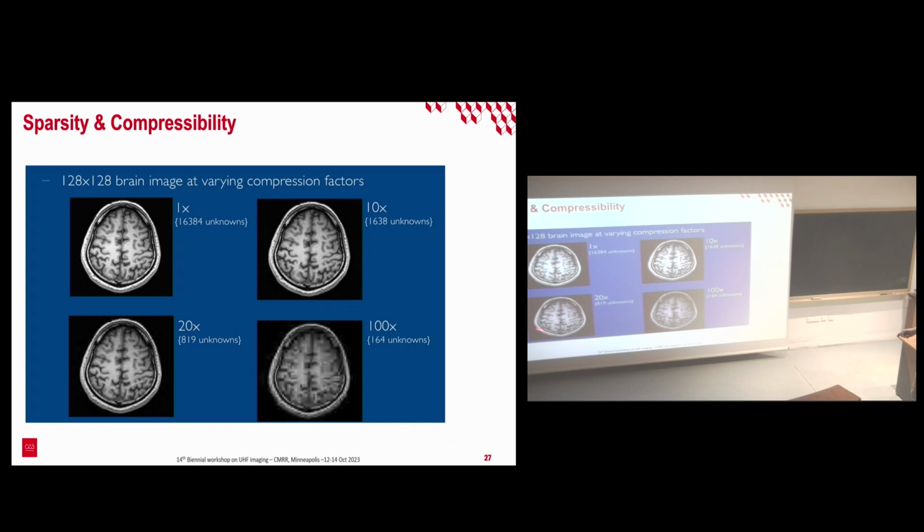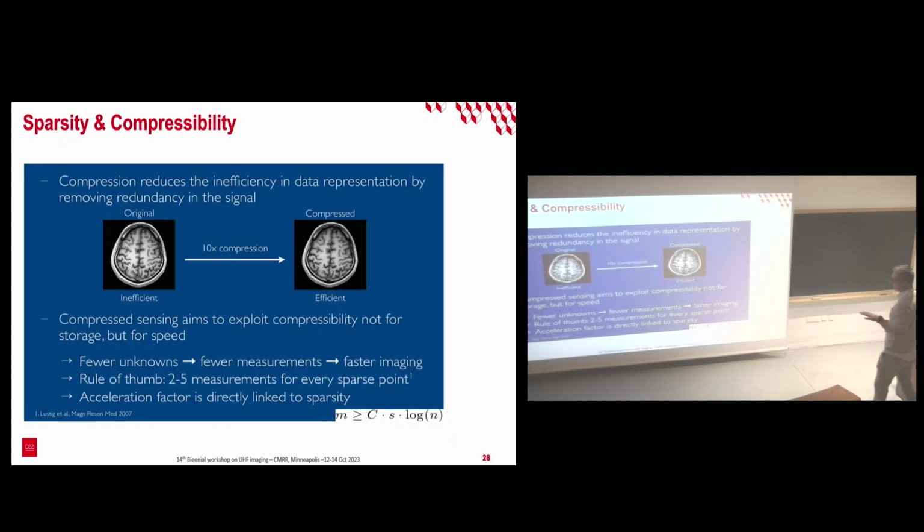You can reproduce this game with a higher acceleration factor, and of course, at some point, you will degrade the image quality because you lose information contained in the image. But in compressed sensing, we don't use this compression property to limit the storage, but in the interest of speed, to accelerate the acquisition. And how we do that, basically the underlying idea is that if you can represent your image with fewer unknowns, then you will need fewer measurements at the data collection stage, and so faster imaging.